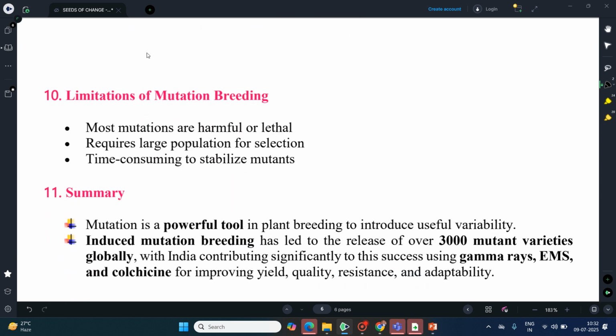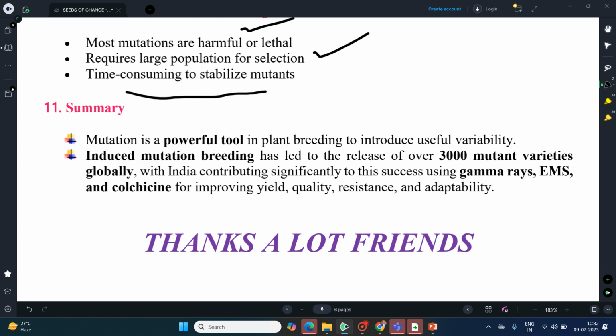And limitations are that most mutations are harmful and lethal. It needs a large population for selection. It is time consuming to stabilize mutants. Maybe it will take up to 8 or 9 generations. To conclude, in summary, mutation is a powerful tool in plant breeding to introduce useful variability.